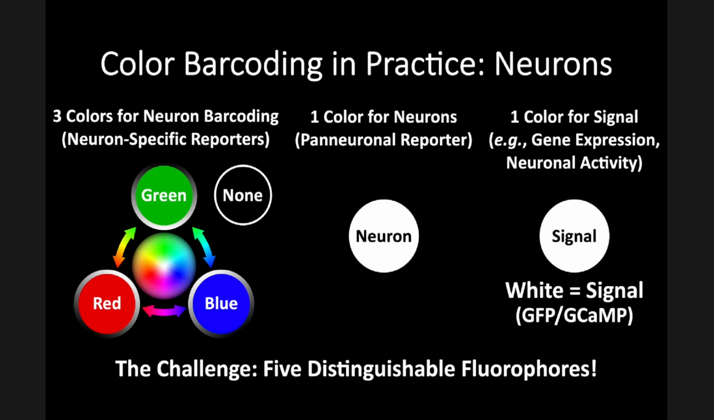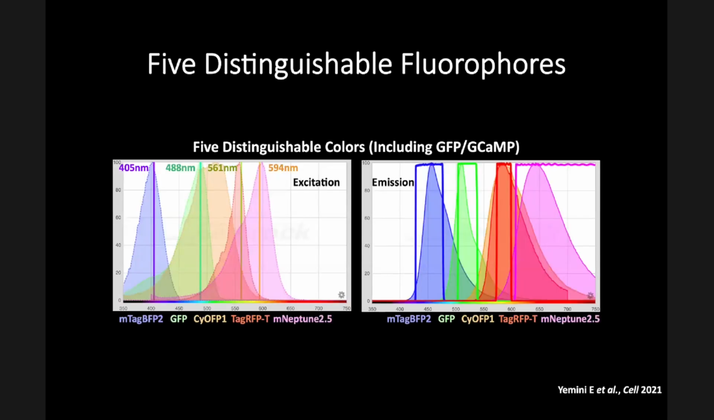So the challenge was to find 5 distinguishable fluorophores. And that's what I did. And these are they: mTagBFP2, GFP or GCaMP, CyOFP, TagRFP, and mNeptune. This is how we excite them with these 4 lasers, although we can actually excite them with just 3 of them. And then they emit here.